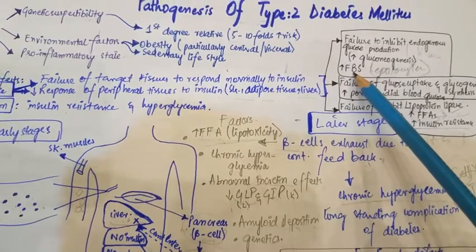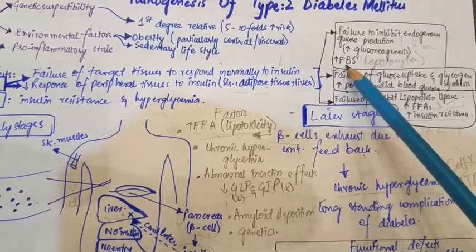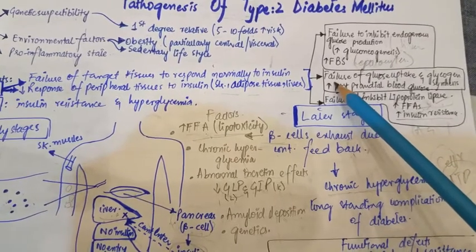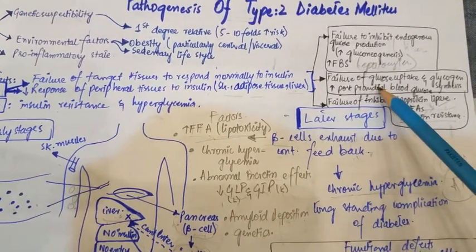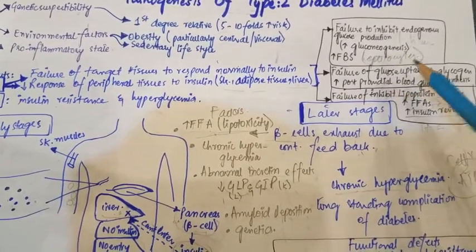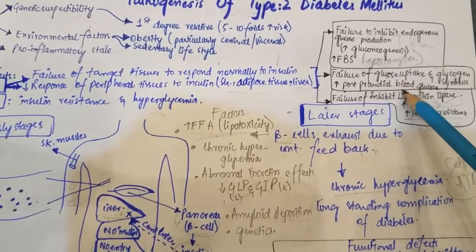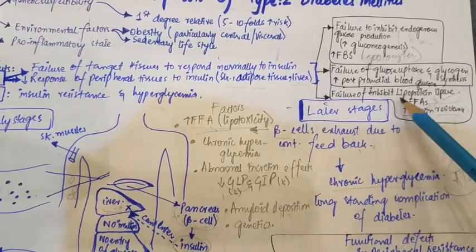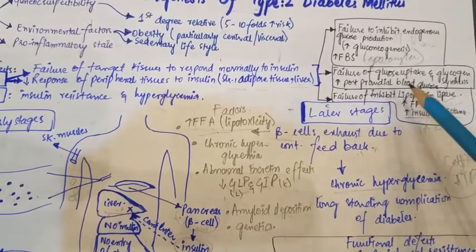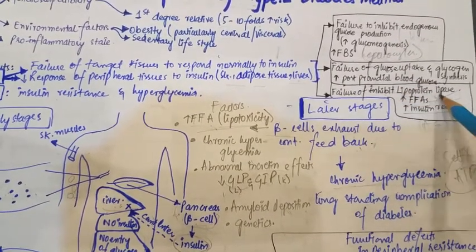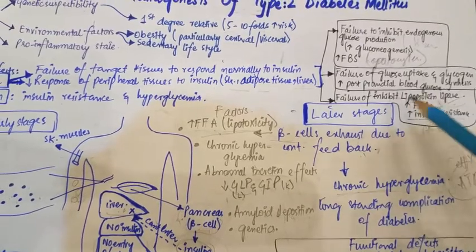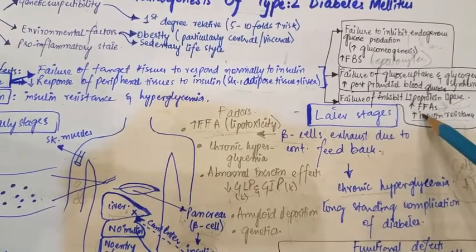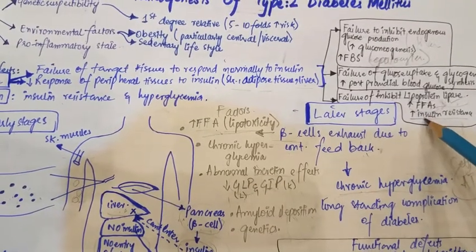What is the manifestation of the increased gluconeogenesis? Increased fasting blood sugar levels. The second result of insulin resistance is failure of glucose uptake and glycogen synthesis, which results in increased postprandial blood glucose levels. The third result is failure to inhibit lipoprotein lipase. What happens if lipoprotein lipase inhibition does not take place? It results in increased free fatty acids, and increased free fatty acids are factors for insulin resistance.